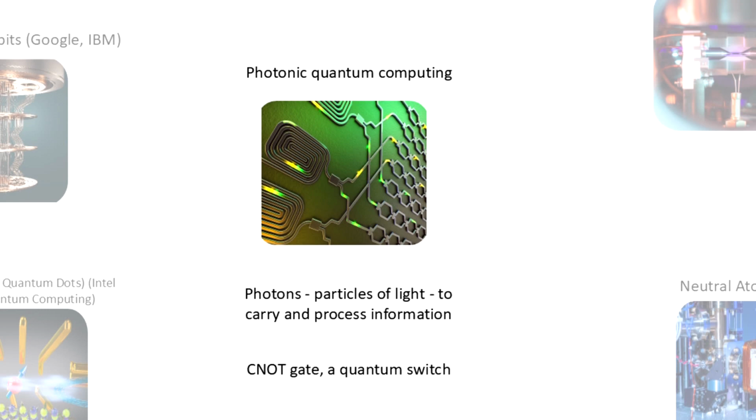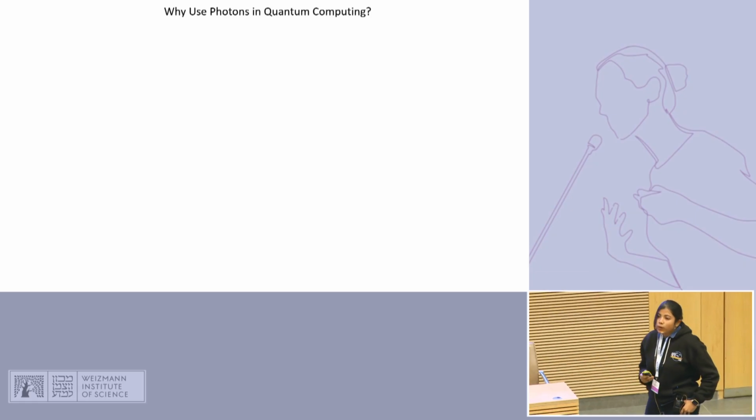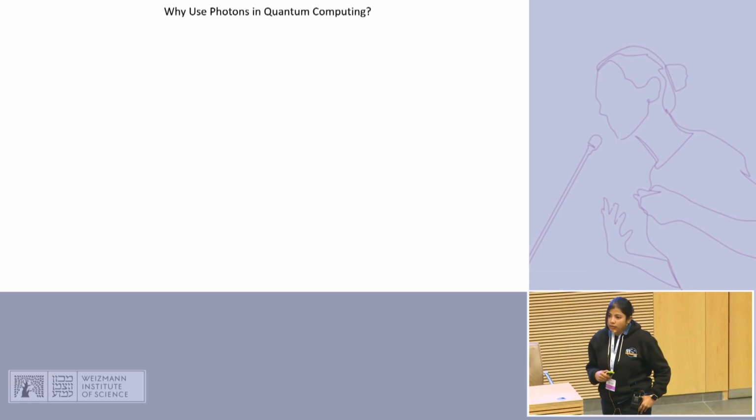And we demonstrate a CNOT gate, which is a universal gate. You can use this CNOT along with some linear gates to perform any kind of computation that you need. The first question that comes to our mind is, why do we use photons in quantum computing?